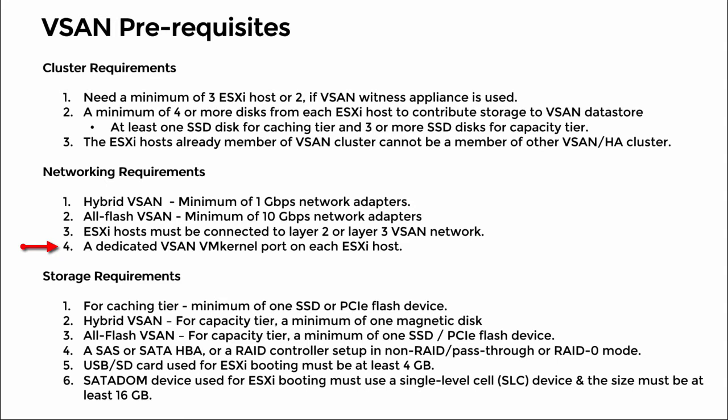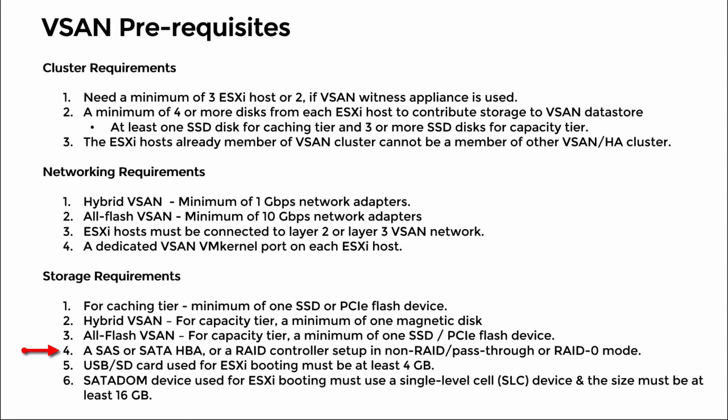And each ESXi host participating in the vSAN cluster must have a dedicated vSAN VM kernel port, regardless of whether it contributes storage. These vSAN VM kernel ports will be created for one ESXi host while deploying vCenter server appliance. Coming to storage requirements, a minimum of one SSD or PCIe flash device should be available for caching tier. In hybrid vSAN configuration, a minimum of one magnetic disk should be available for capacity tier, whereas in all flash vSAN configuration, a minimum of one SSD or PCIe flash device should be available for capacity tier.